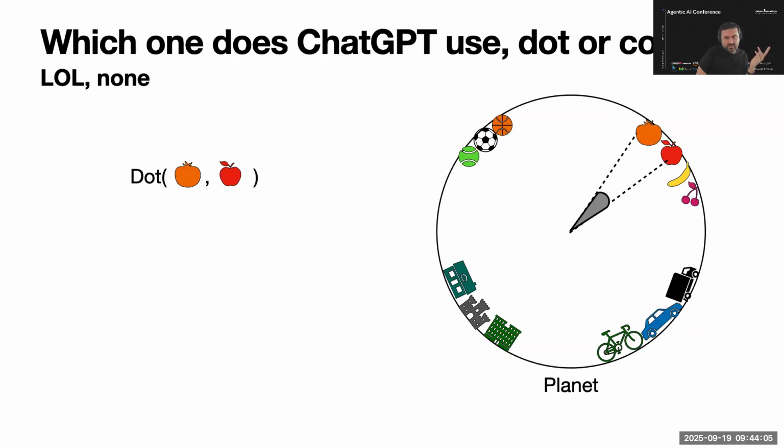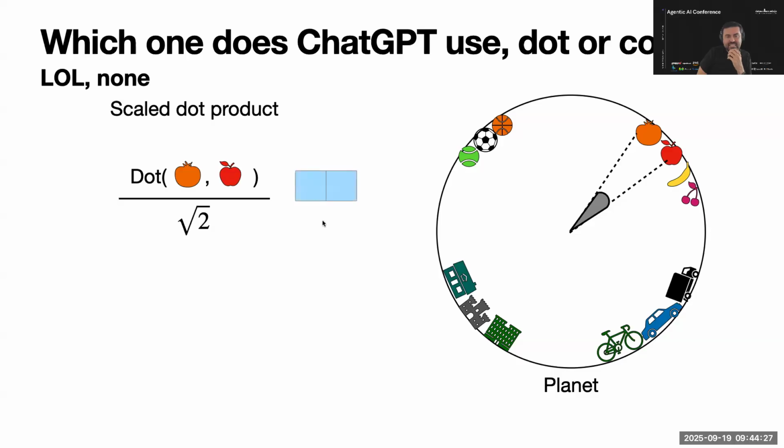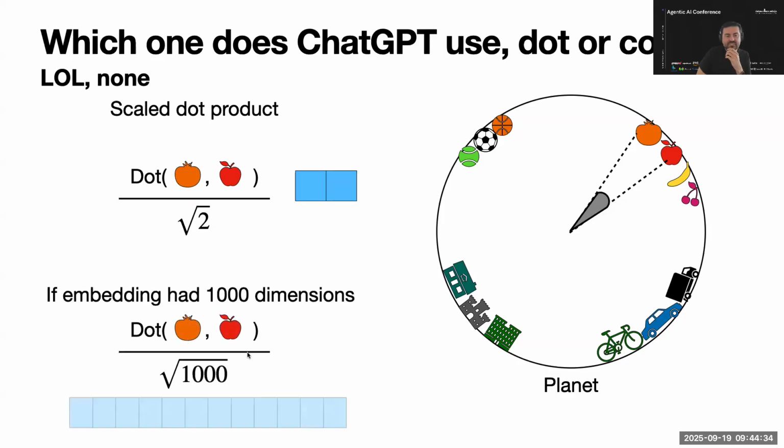Is there any question about this? So we have the dot product and cosine distance. And the question is, which one does ChatGPT use? Does it use dot product or cosine? It actually doesn't use either of the two. It uses something called scaled dot product. So it takes the dot product and divides it by the square root of the number of dimensions. So if I have, let's say, 2 entries for my embedding, it divides by the square root of 2. If I have 1,000, it divides by the square root of 1,000.